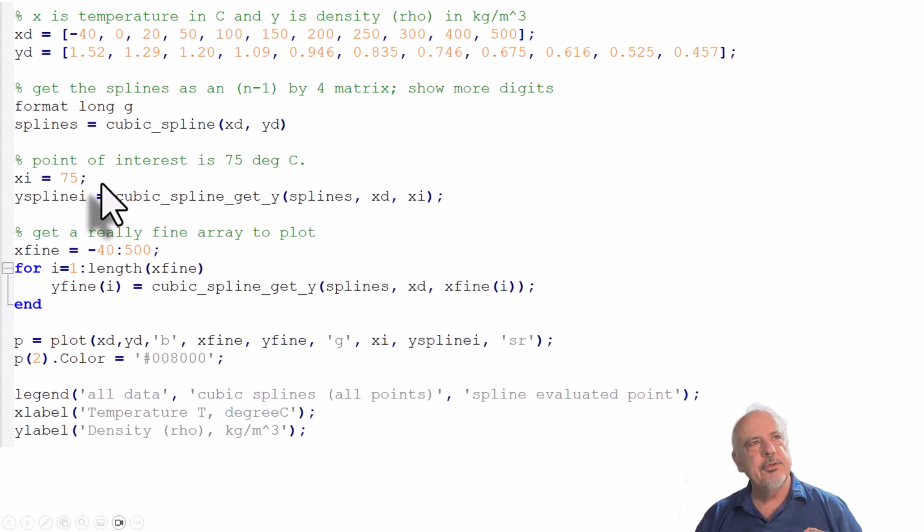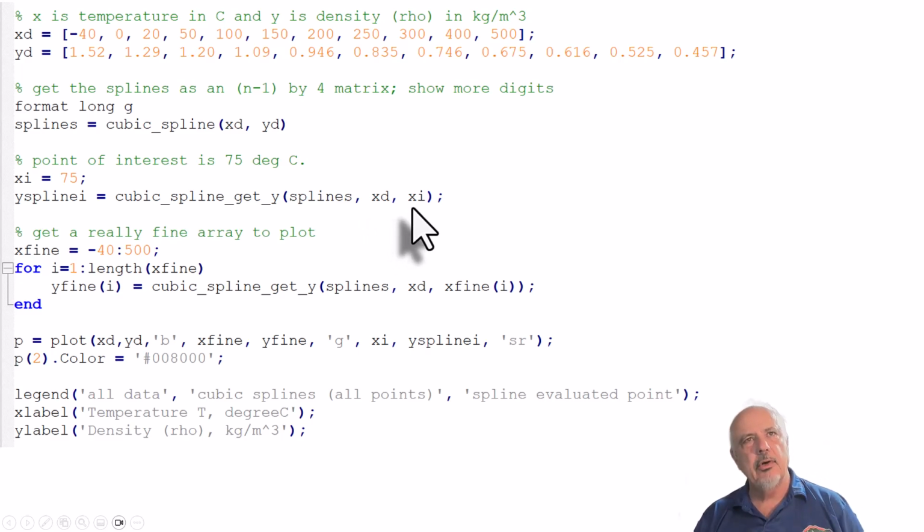And then there's that point of interest that we had at the beginning. I've got X 75. I want to know. So I've got a cubic spline get Y. So I give it the splines. I have to give it the X's because I have to figure out, hey, where is this X? I got to figure out which spline am I in. So I need to send it the splines. I need to send it the X raw data.